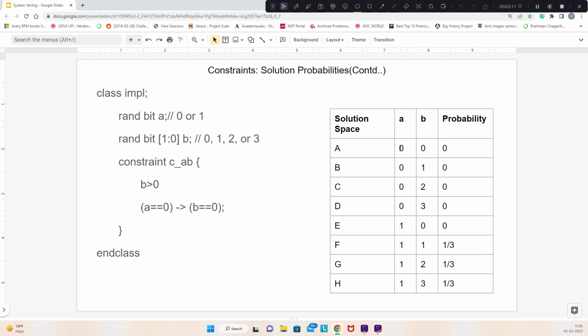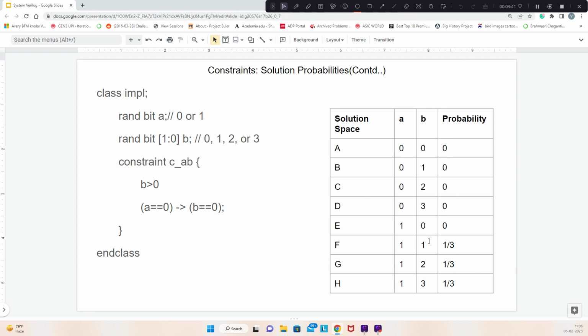So when a is 0, b will be 0, but here I added one more constraint, b should be greater than 0. So a can never be 0. The probability of getting all these values, these values we never get. Another set we never get is this set, because of this constraint b should be greater than 0. This also won't happen. These five sets won't happen with this new constraint added.